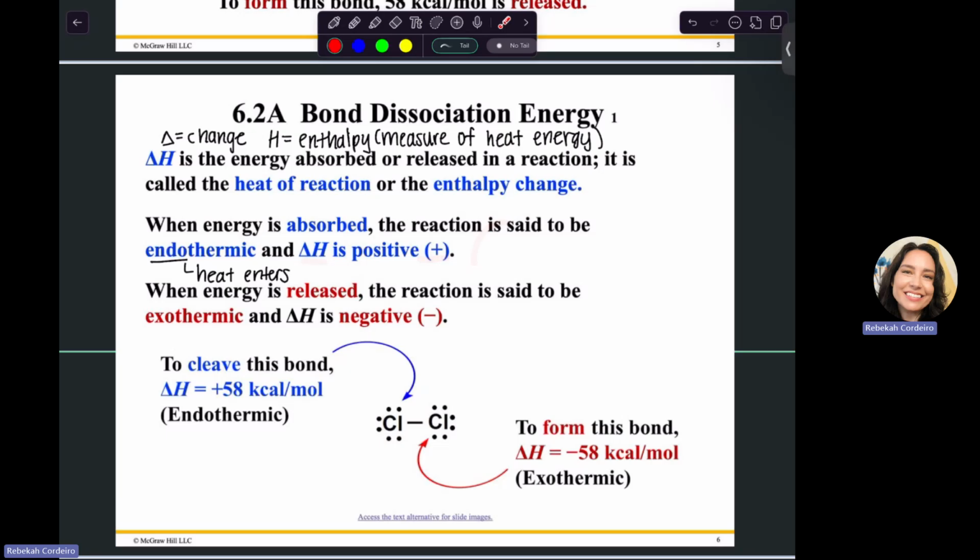When energy is released, we call it exothermic. Think exo as heat exits. And so energy is lost, and the change in energy is negative. So to break a bond, it would be positive, or endothermic. We have to put energy in, enter energy. If we were making the bond, it would be negative. It would be exo, because to make a bond, we would get energy out, or energy would exit.